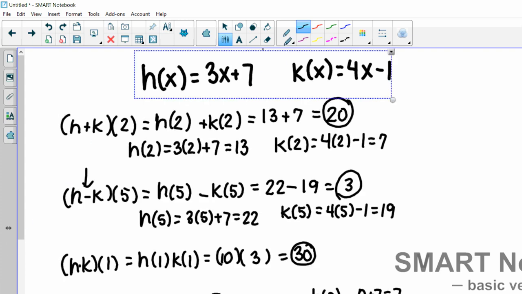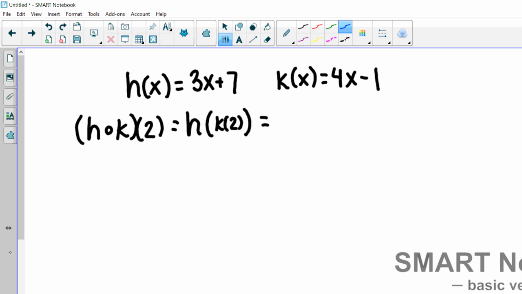On this page, when I was asked to plug in the 2, notice I plugged the 2 into both h and k. I plugged 5 into both h and k, 1 into both functions, 0 into both functions, and then I did my arithmetic. That's not what we're being asked to do here. Here it says, I'm only putting 2 into which function? I'm only putting it into k. So I go to k, I replace the x with the 2. 4 times 2 is 8 minus 1 is 7.